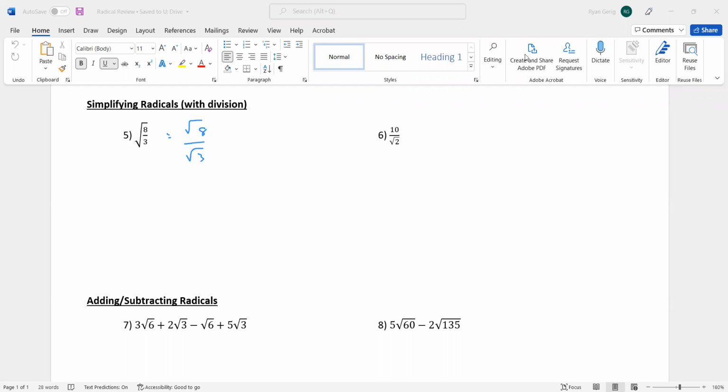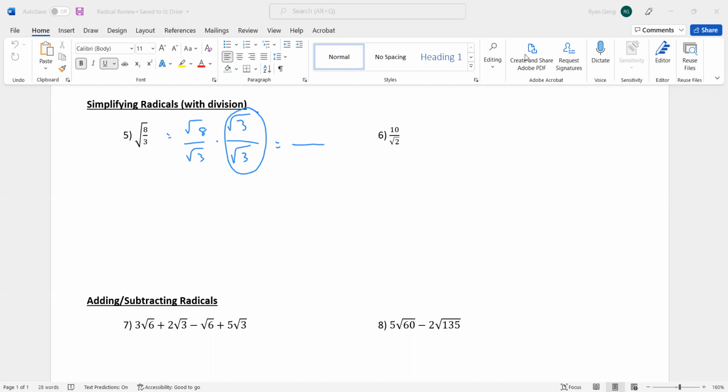So what I'm going to do is multiply by a fancy 1, I call it fancy 1. Reason I call it fancy 1 is because square root of 3 over square root of 3 is just 1, and it's written fancy because it's got a radical in it. But when I multiply by 1, I don't change the value of a number. All I do is change how it looks. So that's why I'm doing this. I'm multiplying the top and the bottom by the same thing.